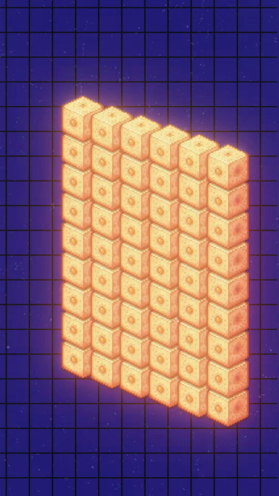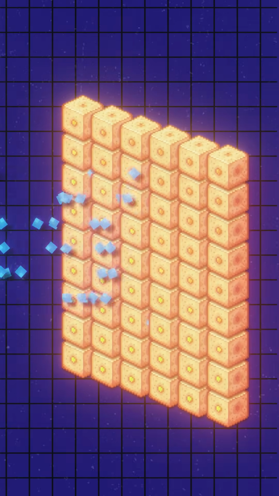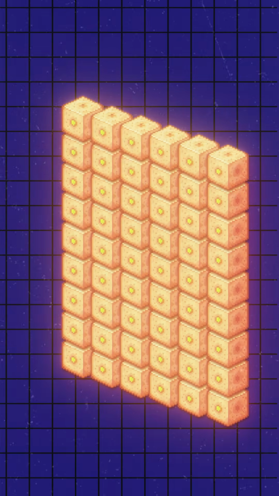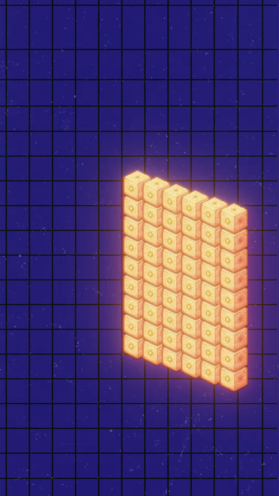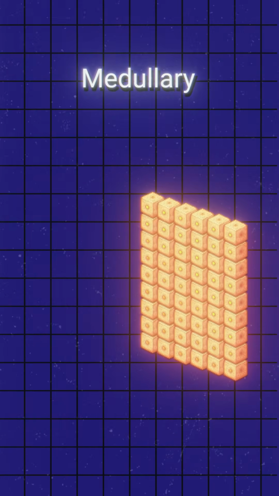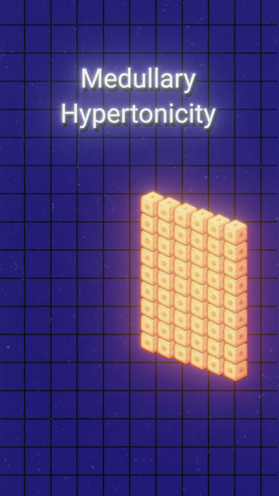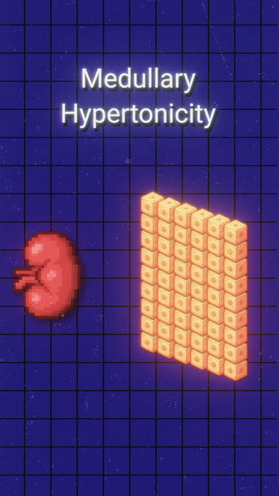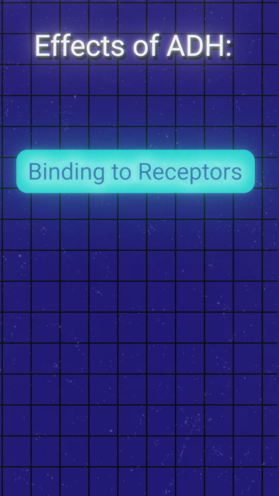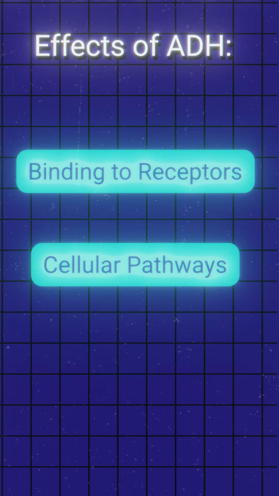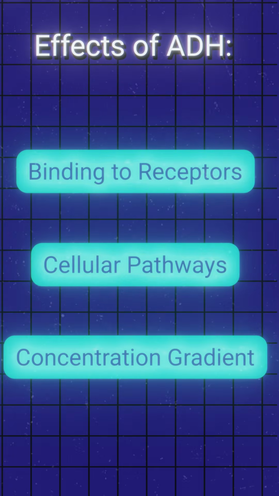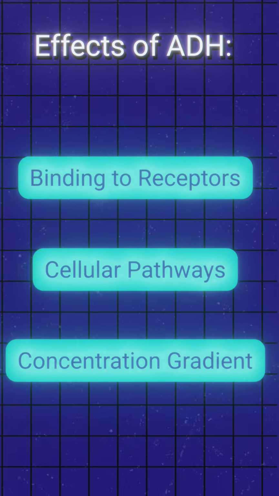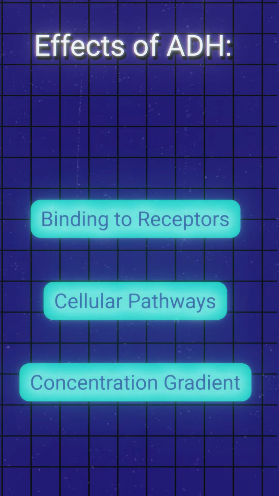Water can then passively move out of the urine because of the high number of solutes in the renal medulla. Because this is a passive process, it relies on medullary hypertonicity, which has to be maintained actively by the kidneys. So, the effects of ADH depend on at least three things: binding to the receptors, activating cellular pathways, and the proper concentration gradients. If any of these three parts stop working, the kidneys cannot respond to ADH and diabetes insipidus will ensue.